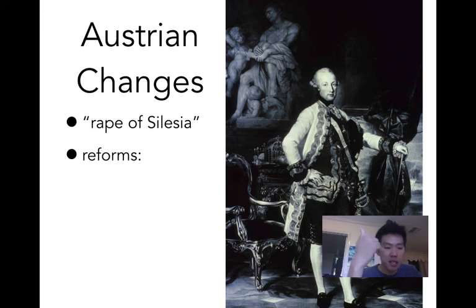Increased tax because of the constant war. This allowed her to increase central government, the central powers of the government. And where is she going to take the powers from? She's going to take it from the nobles.